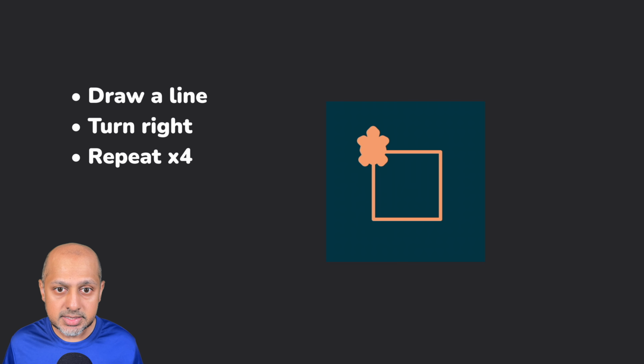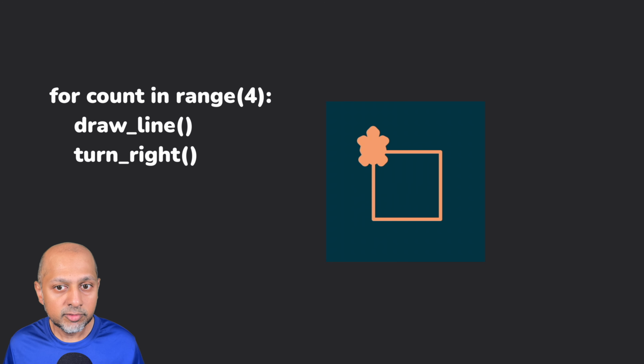We can do the same idea in Python using a for loop. For loops help us make our code simpler by avoiding repetition. Today we're going to discover how to use a for loop to make our code simpler.